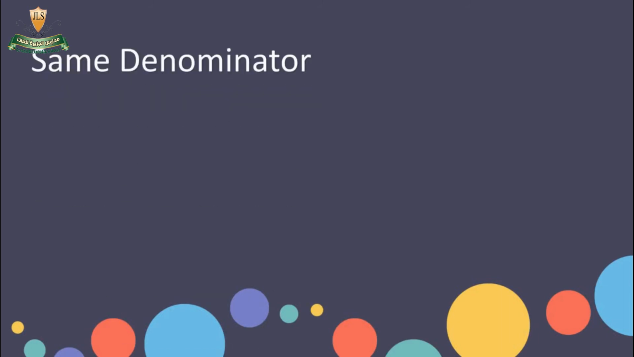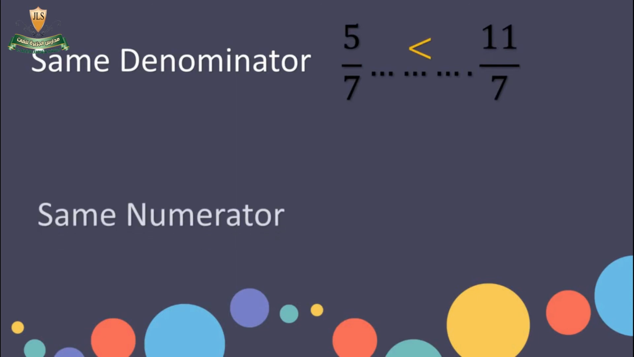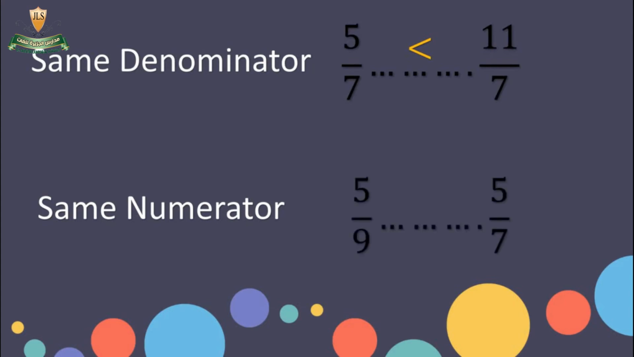Okay, note that when the fractions that I compare have the same denominator, the greater numerator gives the greater fraction. And when I have two fractions to compare and they have the same numerator, the smaller denominator gives the greater fraction. So here, 5 and 5 are the same numerator. 9 or 7, 7 is greater, because they have the same numerator.